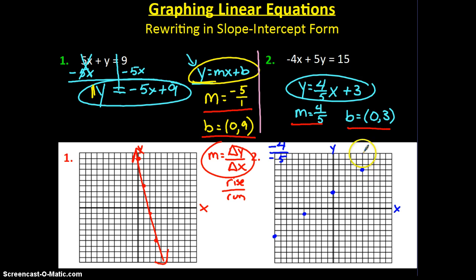See, if you notice, I ran out of space up here. That's why I couldn't go up and to the right. So then we just draw our line as closely as we can, arrows. And that's how you rewrite and then graph your lines in slope-intercept form.